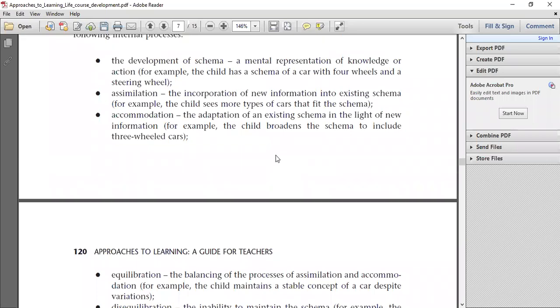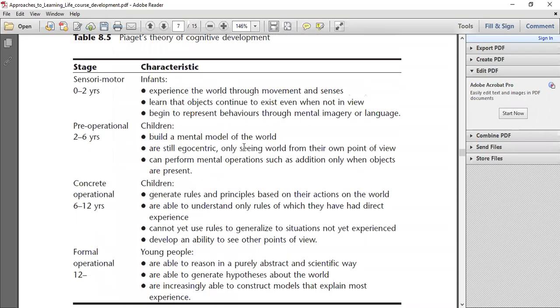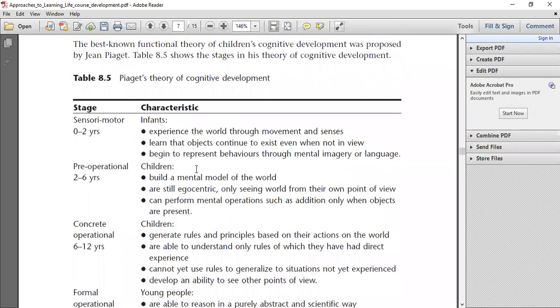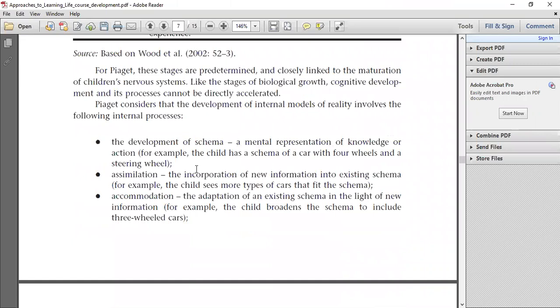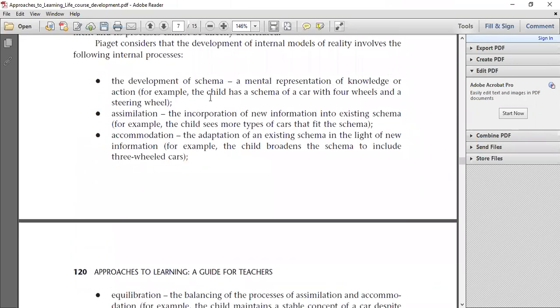Another concept that we looked at today was related to the same theory of development, the key ideas that are relevant to this. The first one is schema. According to this, schema is actually a file which is created by your brain when you see something.